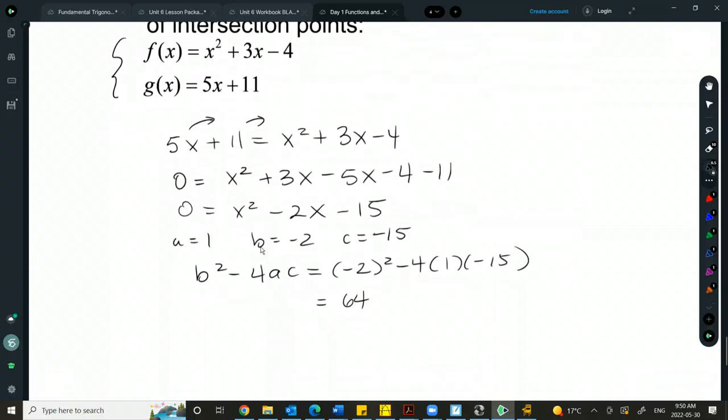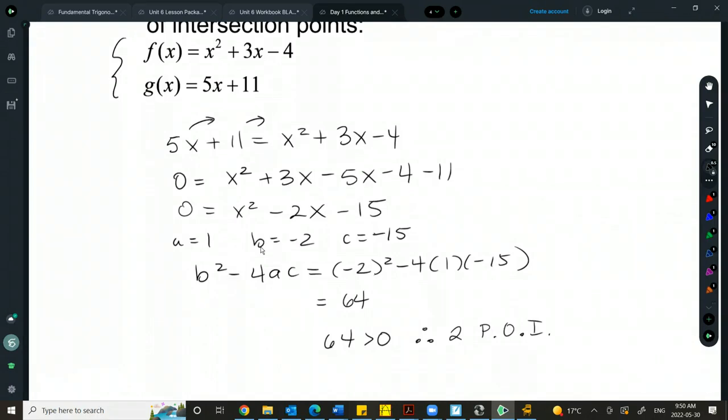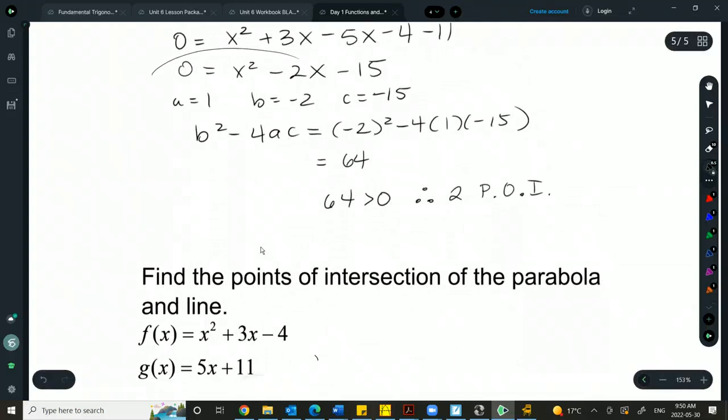If this value is positive, this is telling you you have 2 points of intersection. If the value is equal to 0, you have 1 point of intersection. If that discriminant value is negative, you have 0 points of intersection. It's the same thing as predicting roots with a quadratic. From there, if I want to find the intersection points, I will continue from my equation here. So I'm going to continue off of this.